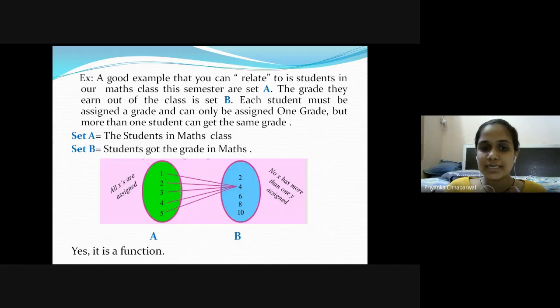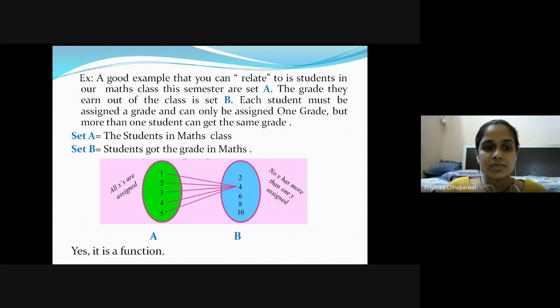So what is the set A? Set A is the students in the class, and set B is the grades. Each student must be assigned a grade and can only be assigned one grade, but more than one student can get the same grade.